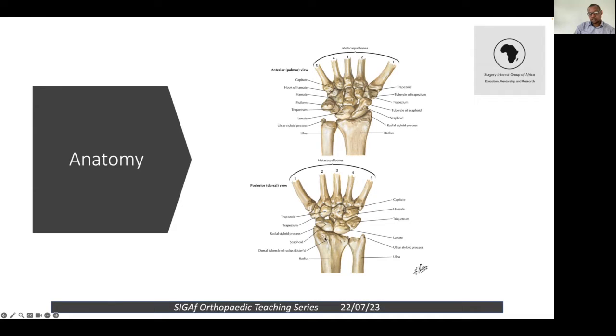Looking from the dorsal side, which is the back side of the distal radius, an important aspect to look at is the dorsal tubercle of the radius, which is the Lister's tubercle. It is important because of where it is, and we know that the EPL, or extensor pollicis longus tendon, winds just around there as it goes towards its insertion in the thumb. So it's just something to be aware of.